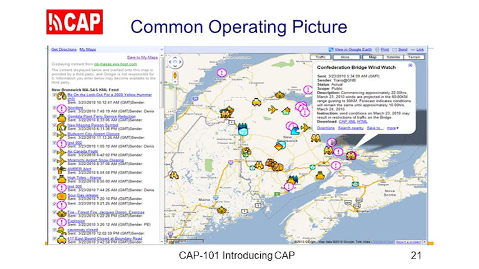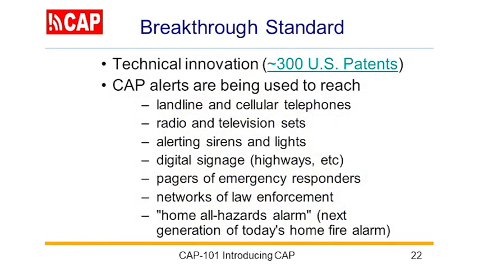From a technology perspective, CAP is a breakthrough standard. It's opened the door to lots and lots of technical innovation. Just in the United States, I know of over 300 US patents around CAP. There's a couple of hundred different vendors of CAP software. What are those about? Well, one of the things is the geographic information in a CAP alert allows targeting of landline and cellular telephones. Okay, we can target the train system in San Francisco when an earthquake's coming and have them stop the train because the earthquake's coming.